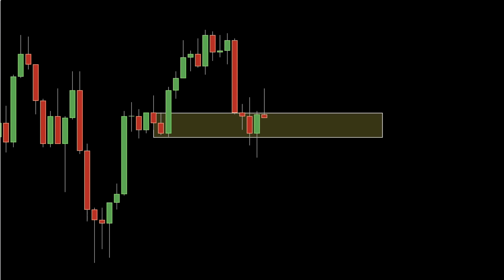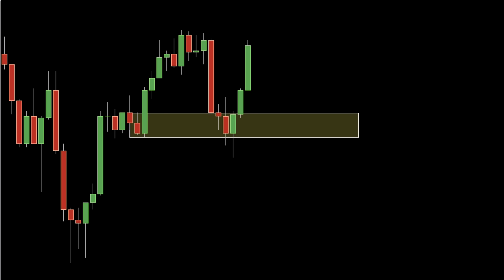That's where we can enter quickly, ride the continuation, and exit just as fast with profits in hand.